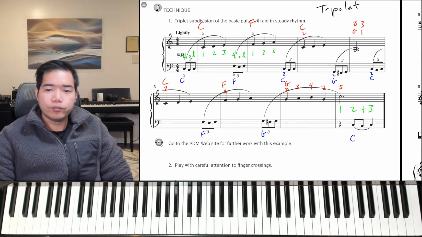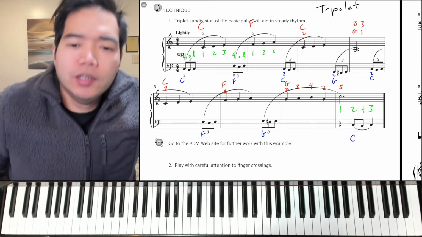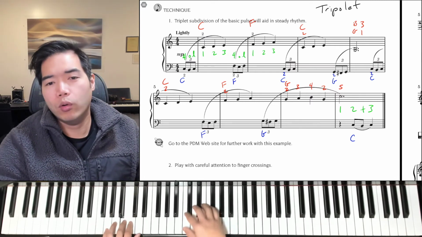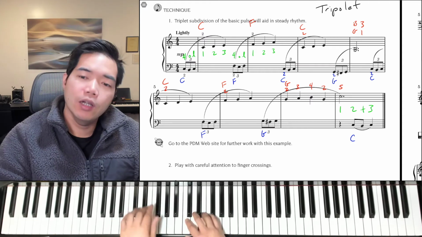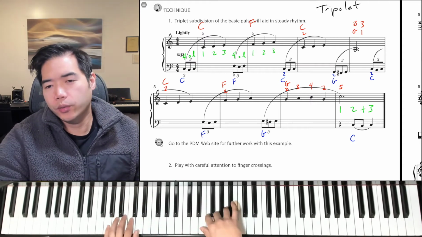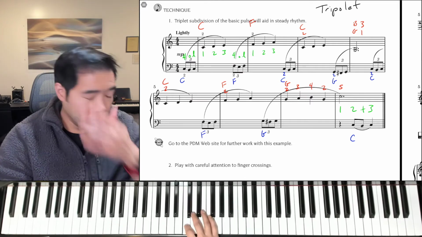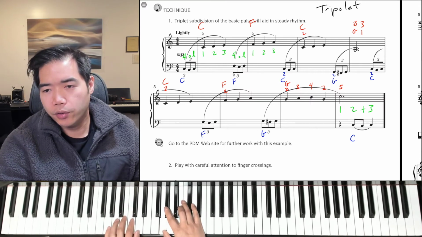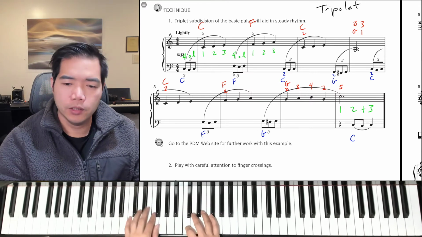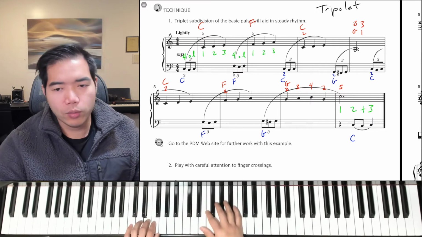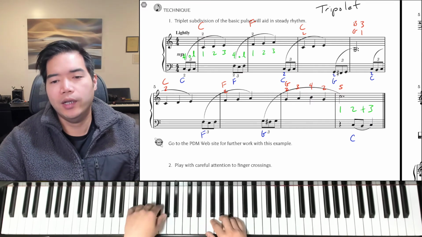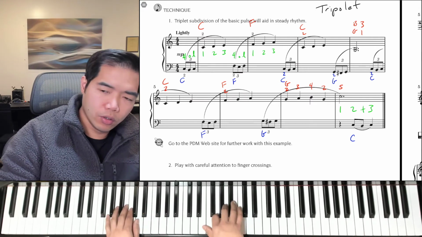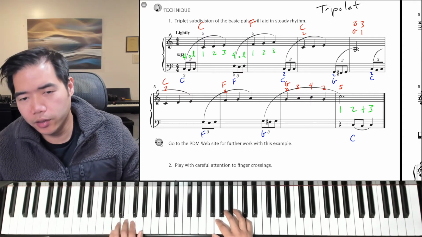That's how that goes. Once you get that comfortable, you can take it a little faster, and it may sound like this. 1, 2, 3, 4, 1, 2, 3, 4, 1, 2, 3, 4, and so on, until the final 1, 2, 3, 4, 1, 2, 3.